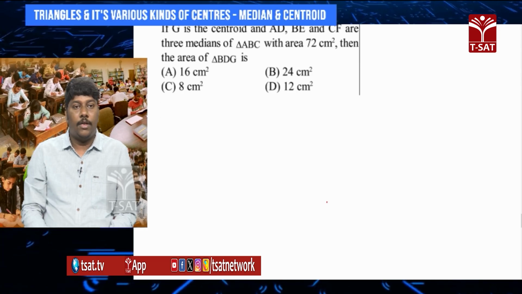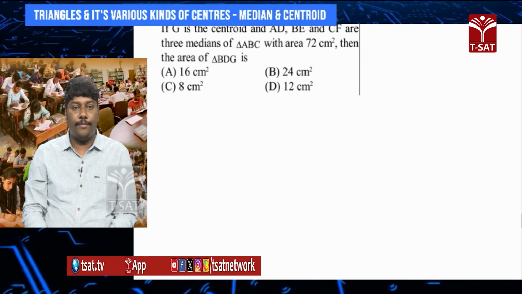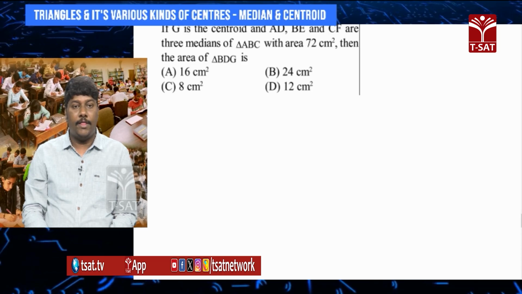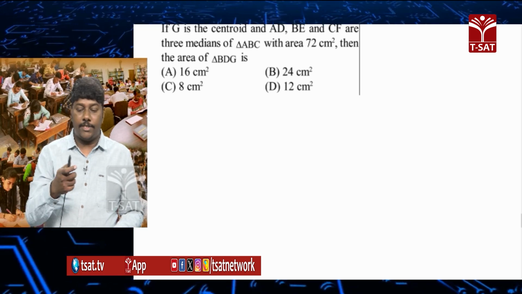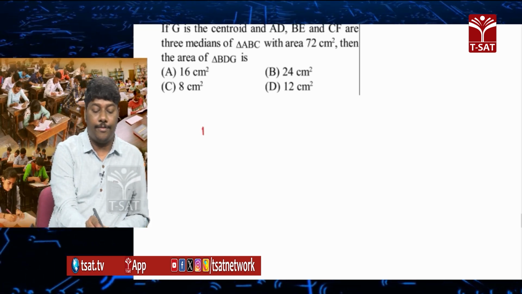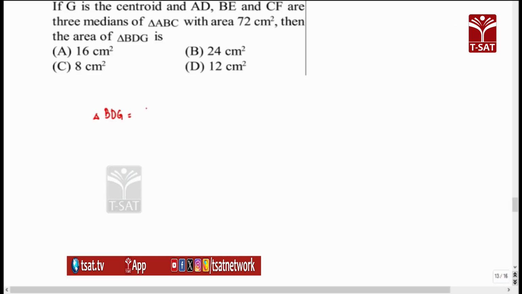Look at the next problem. If G is the centroid, AD, BE and CF are three medians of triangle ABC with area 72, then the area of BDG he is asking you. In the previous case also we have seen the area of BDG. Triangle BDG is equal to 1/6 of the area of triangle ABC. Therefore, 1/6 of 72 is 12 centimeters square. So, it is a simple one, you just have to know that it is 1/6 of the triangle, which is equal to 12 centimeters square.